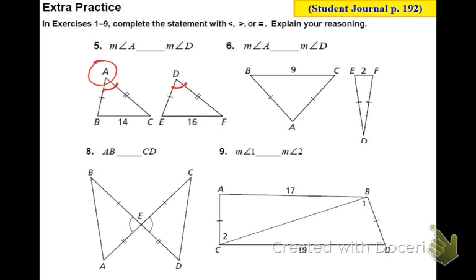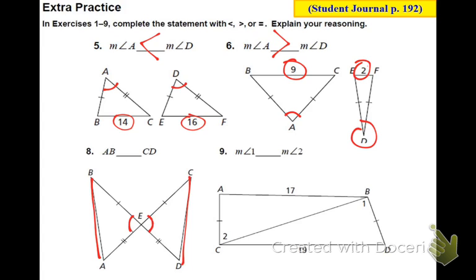Angle A is across from 14. And angle D is across from 16, so 14 is less than. Number 6, angle A is across from 9. Angle D is across from 2. 9 is greater than 2, so angle A is greater than angle D. Number 8, what do those curve marks mean in geometry? Congruent. So that means the sides across from them are equal to each other.